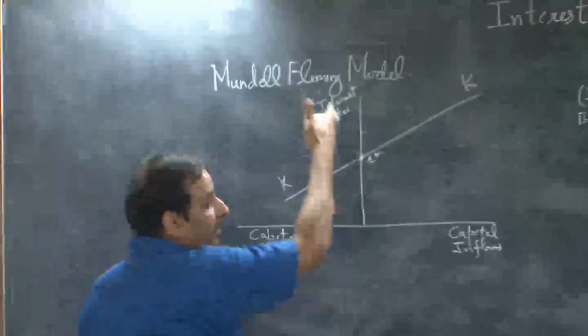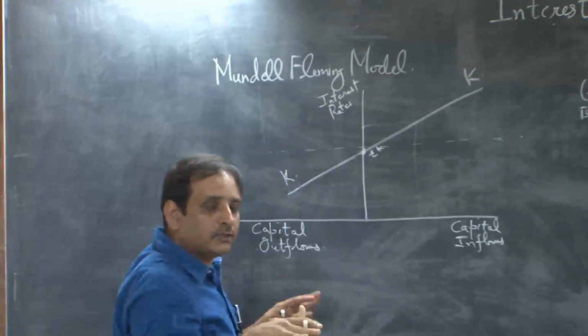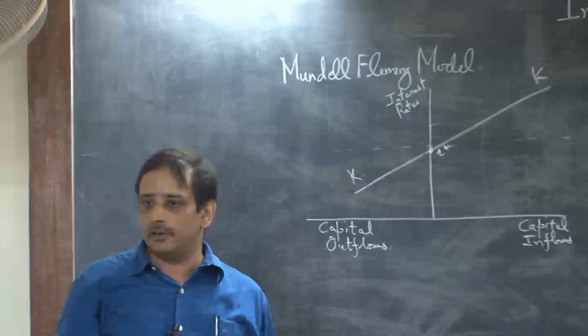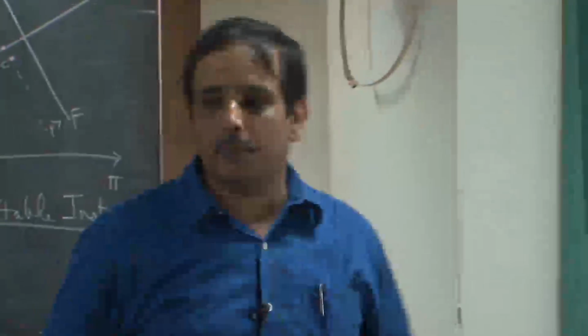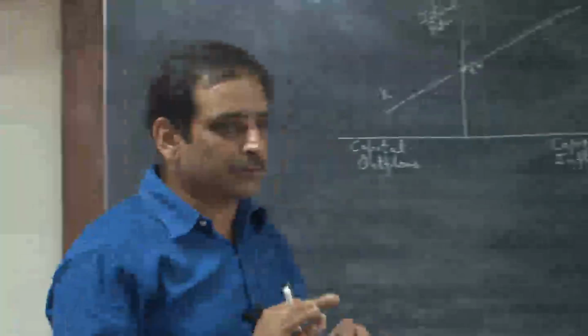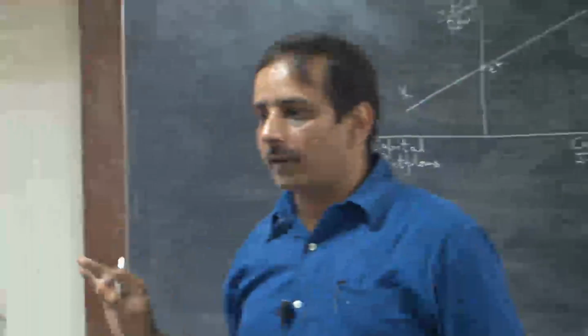If there is no substitutability between domestic and foreign bonds, the KK curve will be vertical. So three cases: one, an upward sloping KK curve depicting that there is imperfect substitutability between domestic and foreign bonds; a horizontal KK curve showing that the domestic and foreign bonds are perfectly substitutable; and a vertical KK curve saying that there is no substitutability between domestic and foreign bonds.